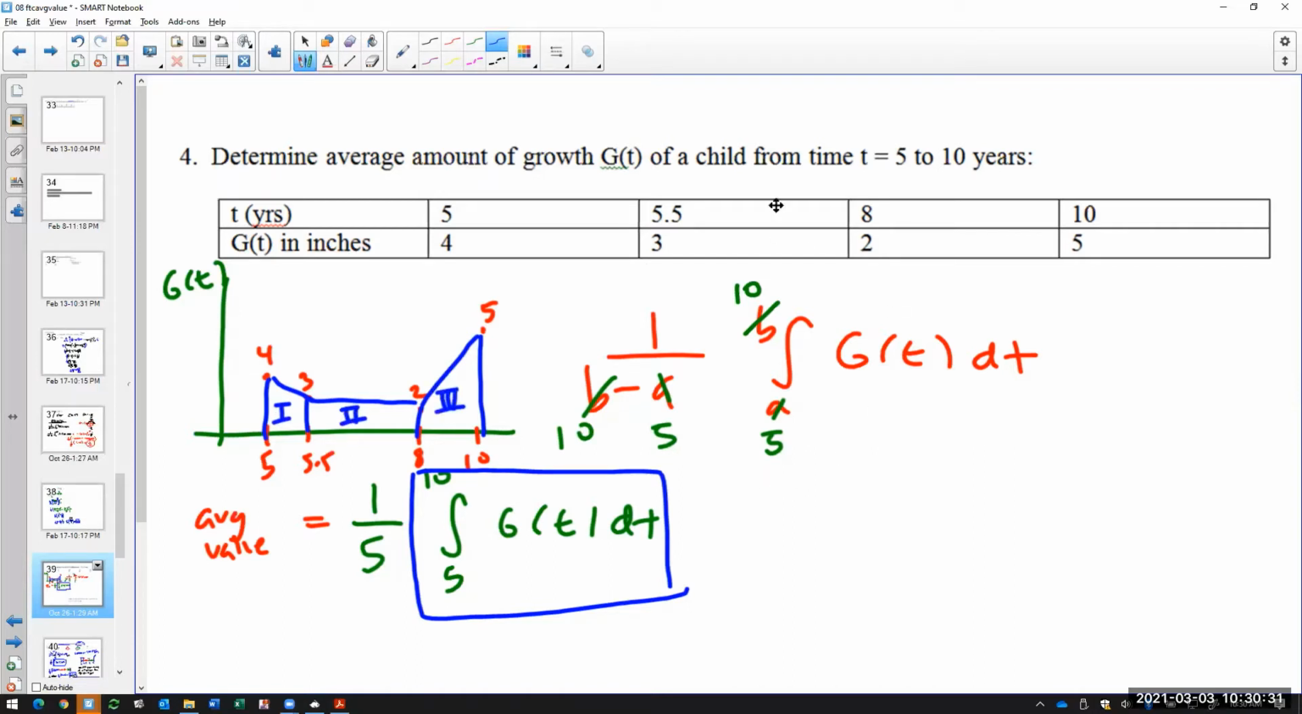And this is a good review also on the trapezoid method. So for the first trapezoid, the formula is the average of the bases times the height. So do you see the bases are 4 plus 3? The average is 4 plus 3 divided by 2. Guys, average is not 4 times 3 divided by 2. Is everybody good with that? Average is not multiplication. Average is you add them together and you divide by 2.